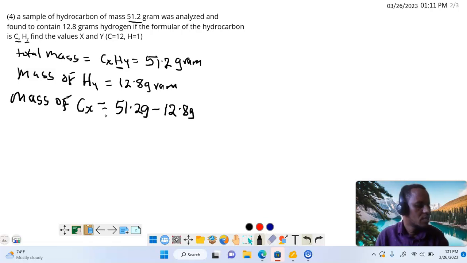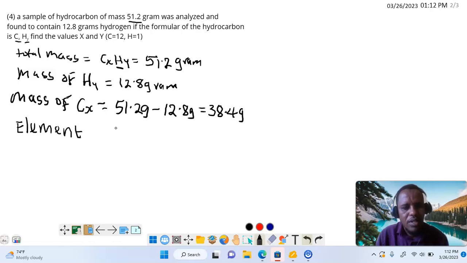Let me use my calculator. 51.2 minus 12.8, what we get is 38.4 gram. Now that we have 38.4 gram, we can calculate the value of x and y in the hydrocarbon. What do you do then? Now we use empirical formula. So we write element. Here we have two elements, carbon and hydrogen.